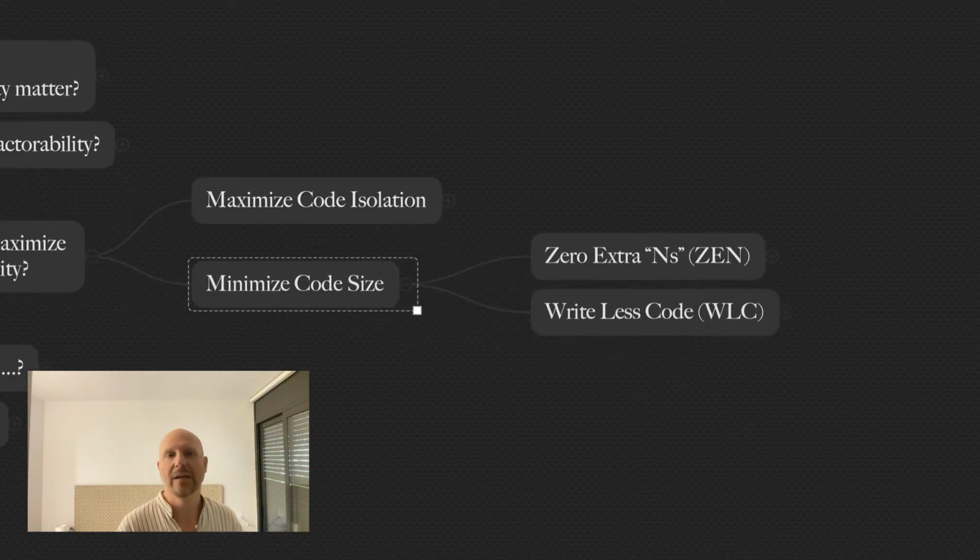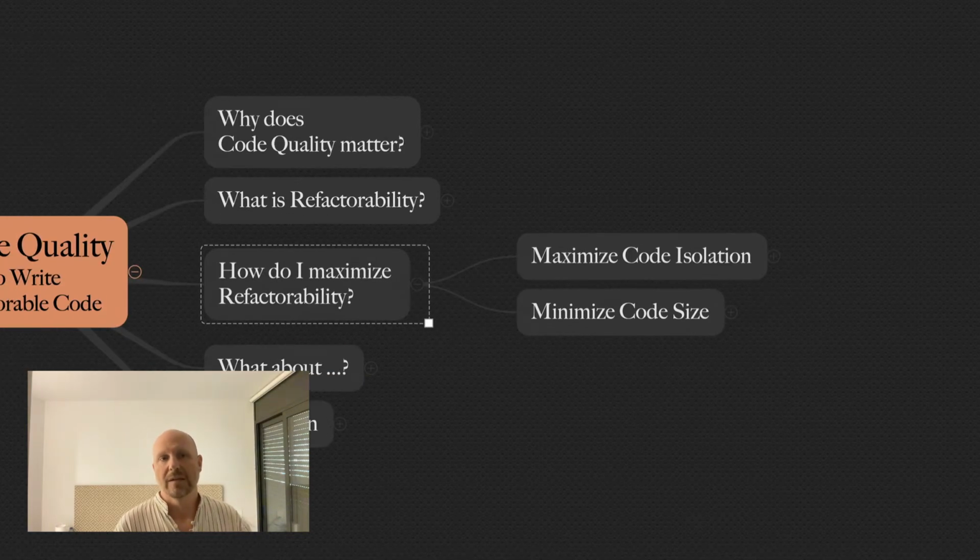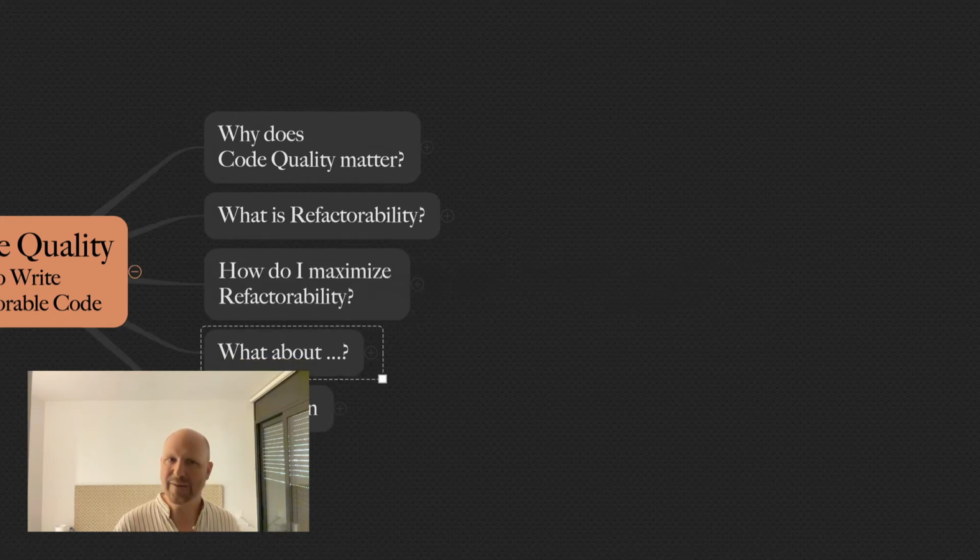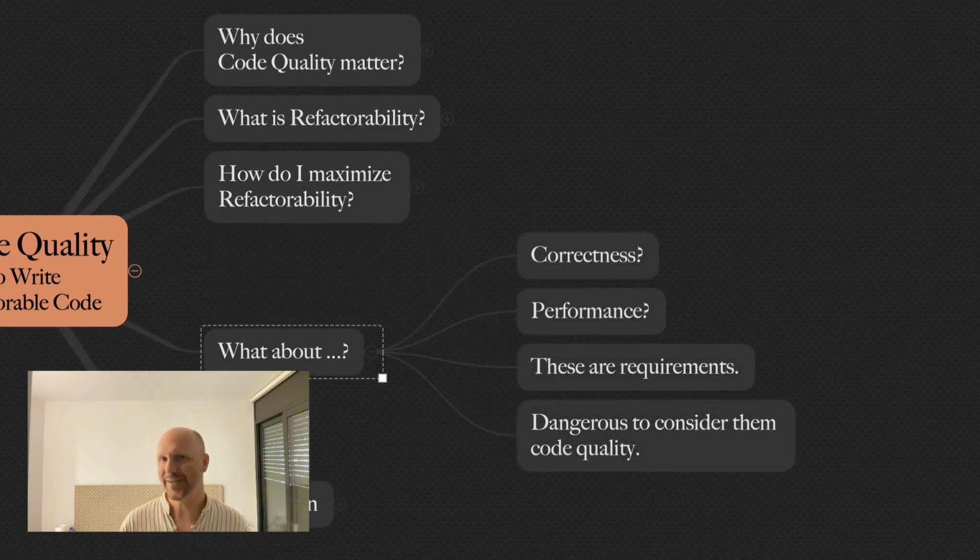So you might be saying to yourself, that's all well and good. Yes, maximizing code isolation makes refactoring easier. Reducing code size means it's going to be less work when you need to do that refactoring. But isn't there something you're missing here, Shane? What about correctness? What about performance?